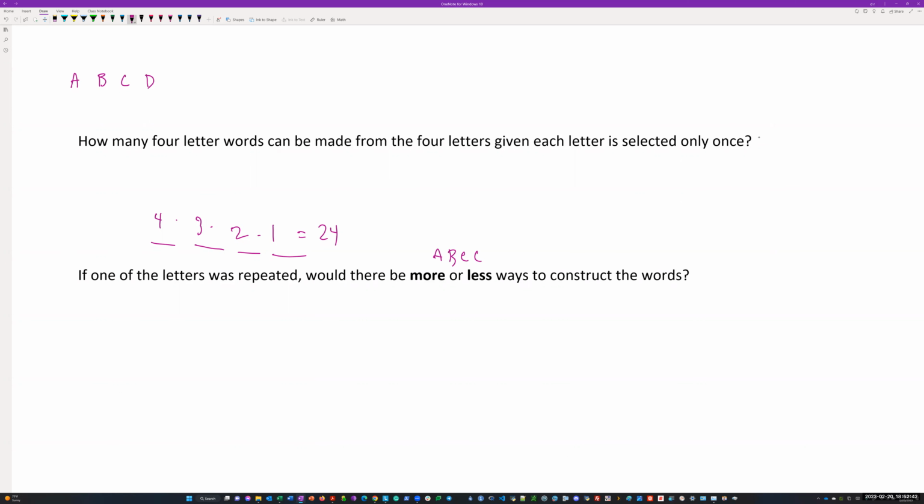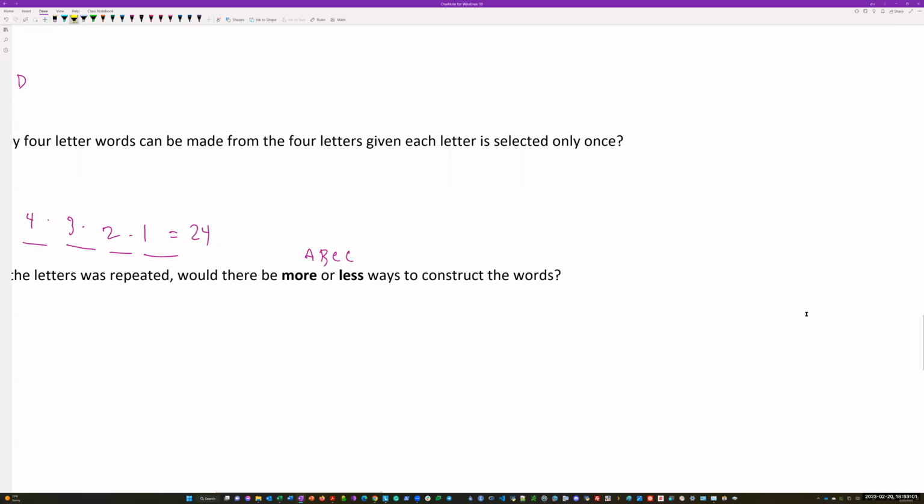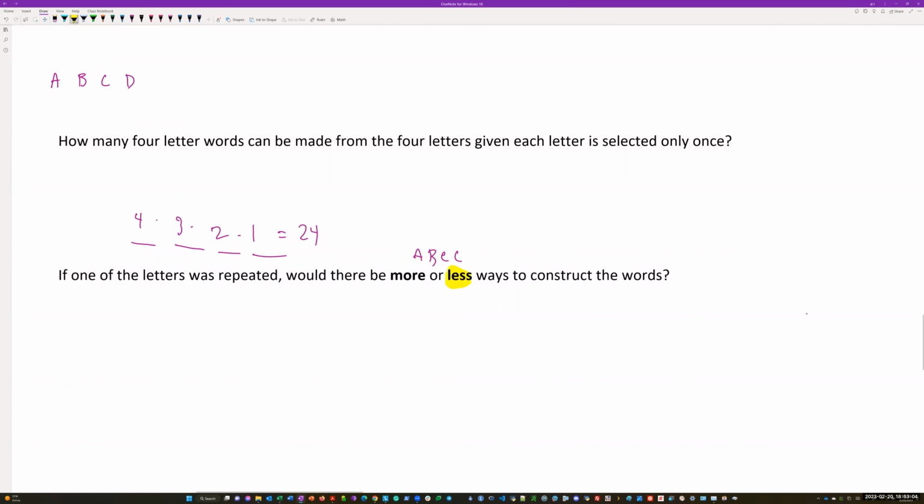What'd you say? It's not the same? No, just tricked you. Less. Why is it less? Why is it less? Why would there be less words that I could make that are 4-letter words if 2 of them are the same?